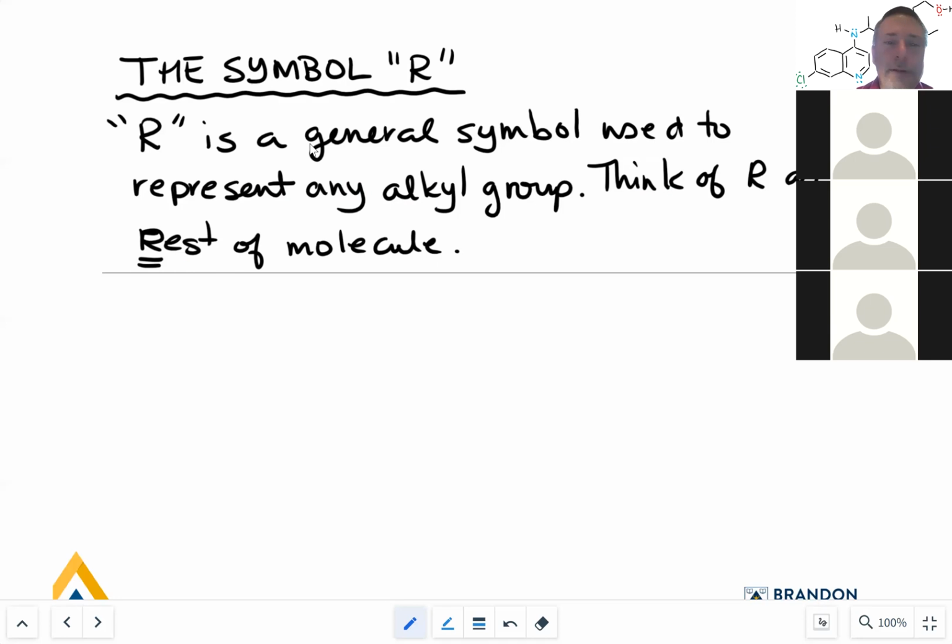Okay, so the symbol R. Now, this is the wonderful symbol for those of you who, like me, it's a great, it takes up, okay, let's pretend that I'm blabbering here for a second. Okay, so let's pretend that this is our molecule.